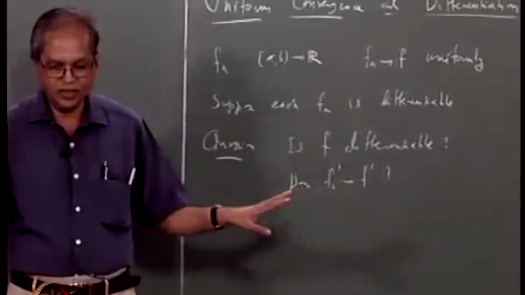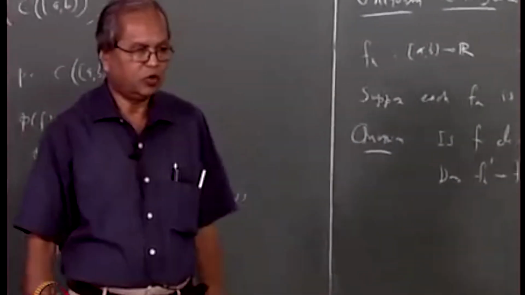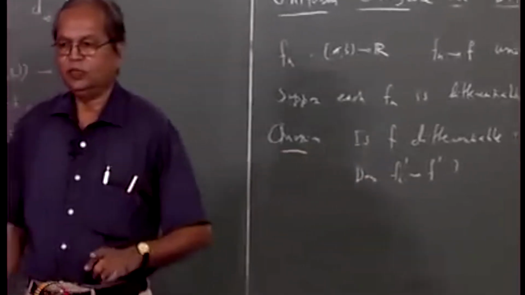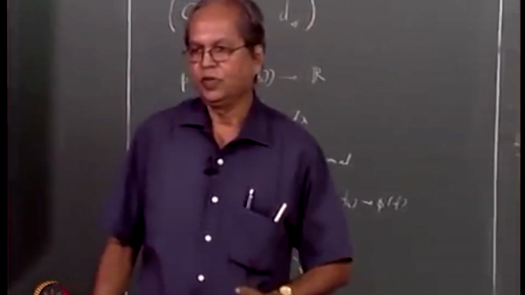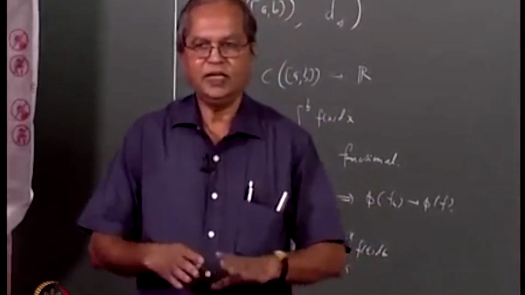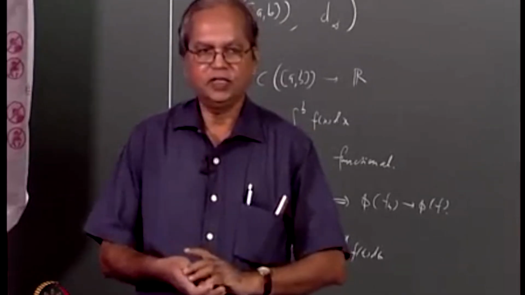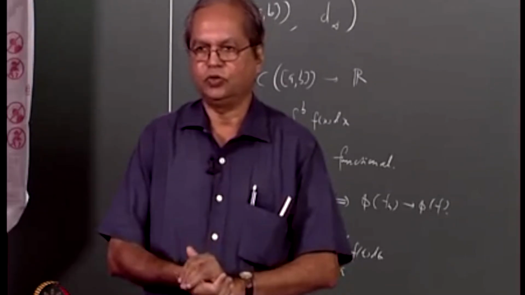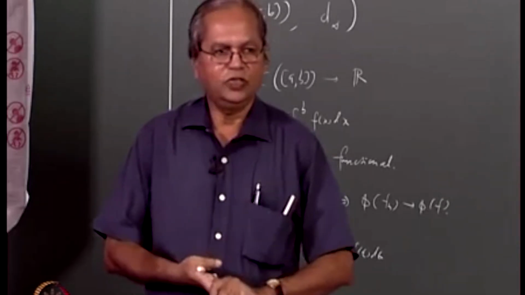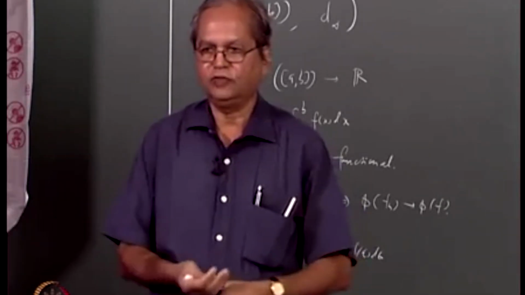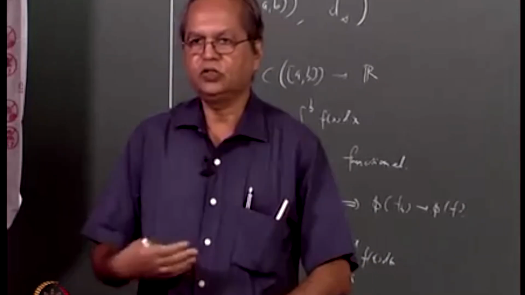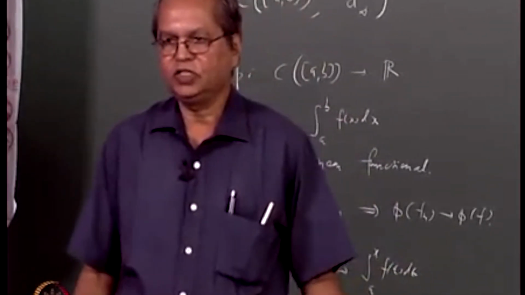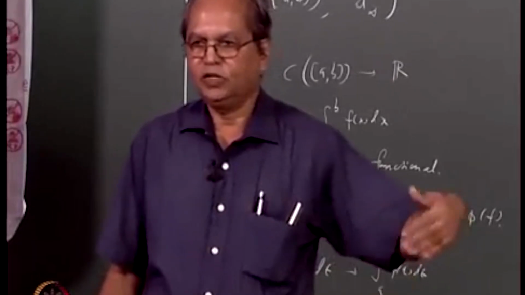In fact, subsequently we will prove a very powerful theorem. Perhaps you may have already heard of that theorem. It is called Weierstrass theorem. Weierstrass theorem says that given any continuous function, you can find a sequence of polynomials which converges to that continuous function uniformly. So you can obviously find a function which is continuous but not differentiable, and to such a function also you can find a sequence of polynomials. Now every polynomial is differentiable, but the limit will not be differentiable.